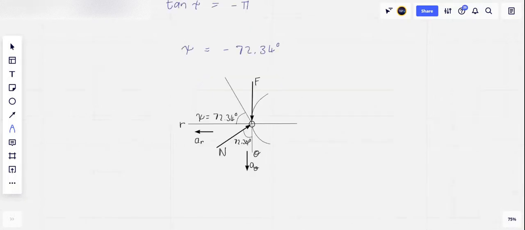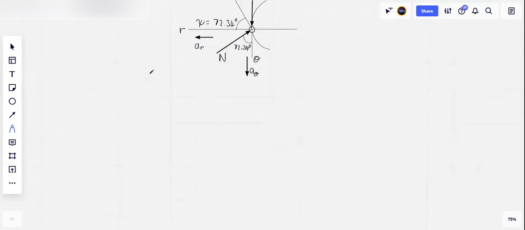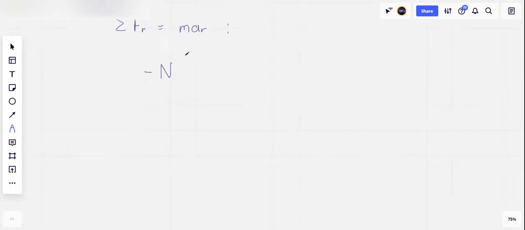So if we look at the free body diagram of the peg, as shown in the figure below, then we can apply Newton's second law as follows. If we take the sum of the radial forces, this must equal the mass of the peg m times the radial acceleration a r. And from here we can see that minus N sine of 72.34 degrees must equal 0.5 a r.